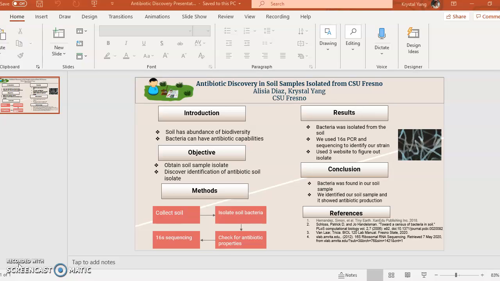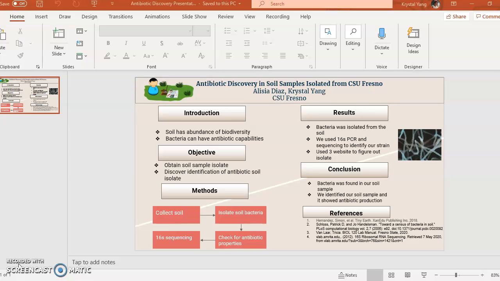Then we made a grid on our agar plates and transferred our bacterial spores from the 10 to the negative 4 dilution over to the squares. Once we transferred our bacterial spores, we incubated them once again. Third is to check for antibiotic properties. We picked the microorganisms that showed halos around them and transferred them to agar plates.